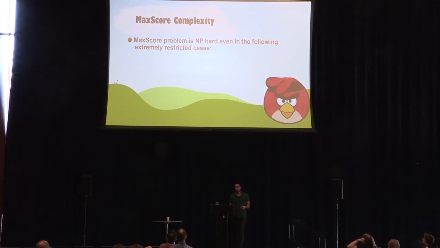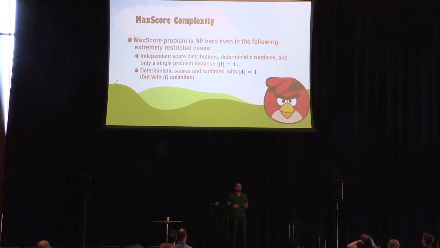The problem is that the max score problem is NP-hard even in some very restrictive cases. The first restrictive case is when we have independent score distributions, deterministic runtime, and only a single problem instance. And the second one is when we have deterministic scores and runtimes and a single agent. So as you can see, these are very restrictive cases, but still they are NP-hard.